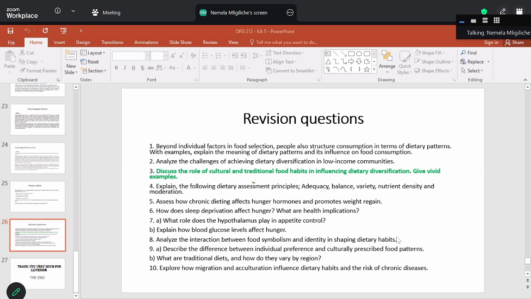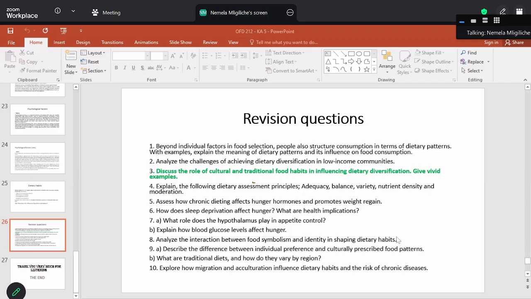So you need to tell us what is dietary diversification, and also you need to tell us first what are cultural and traditional food habits. So you can start with the end of the two. You can say cultural and traditional food habits play a very powerful means in influencing dietary diversification.